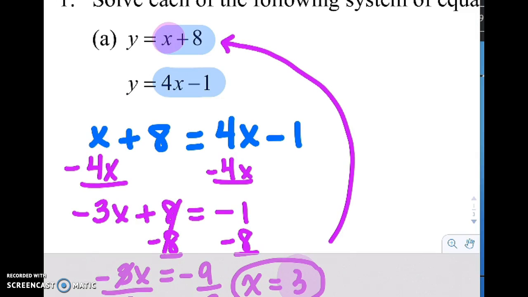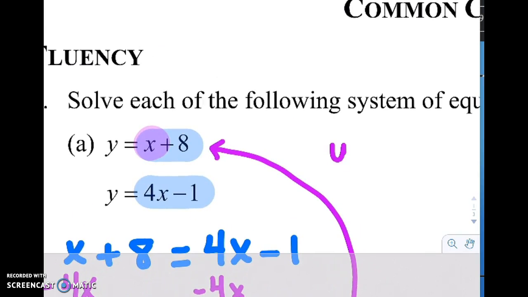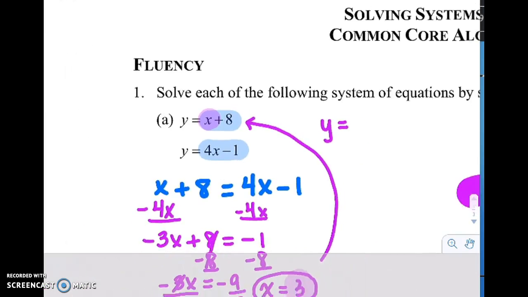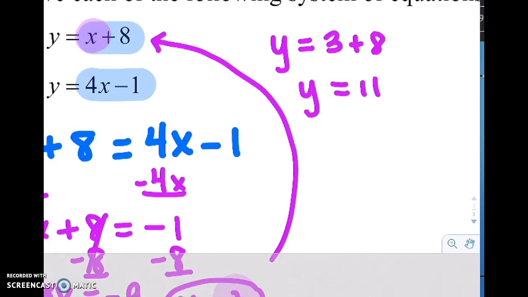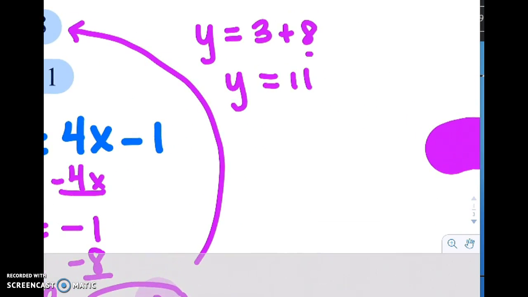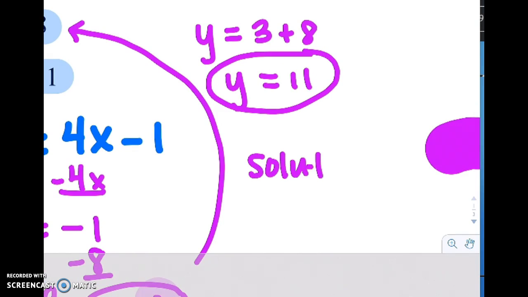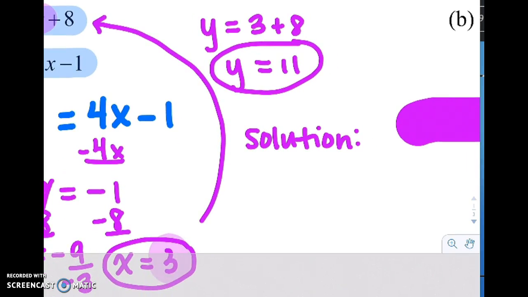So I try to pick the easier one, which in this case I think is the first equation. So instead of y equals x plus 8, I'm going to do y equals 3 plus 8, because that's what I solved for x to be. And 3 plus 8 equals 11. So our solution, and we remind you, we want to write your solutions as ordered pairs, x comma y is 3, 11.